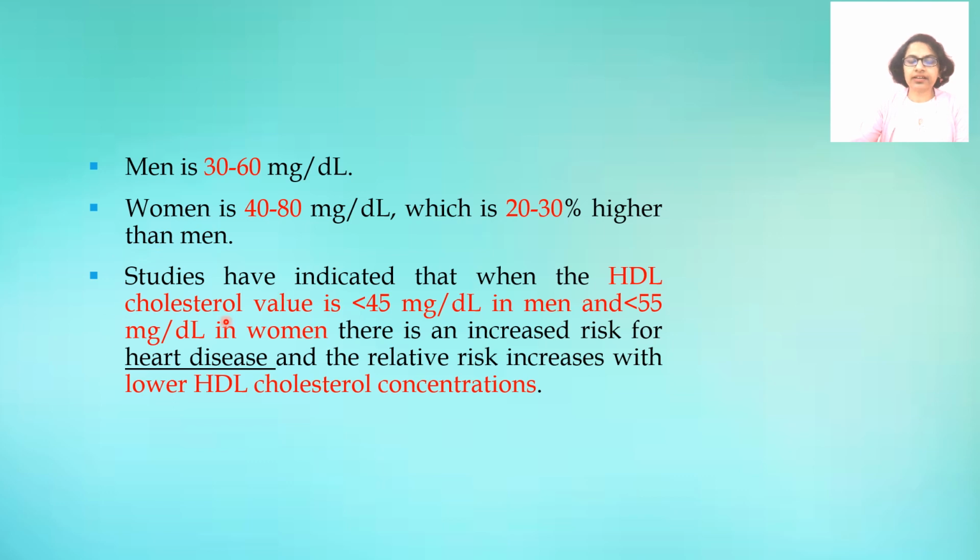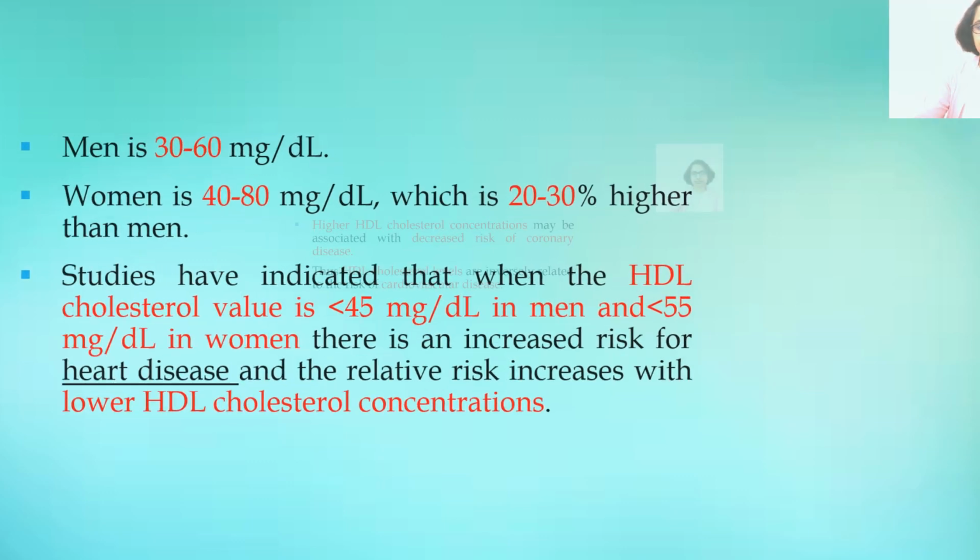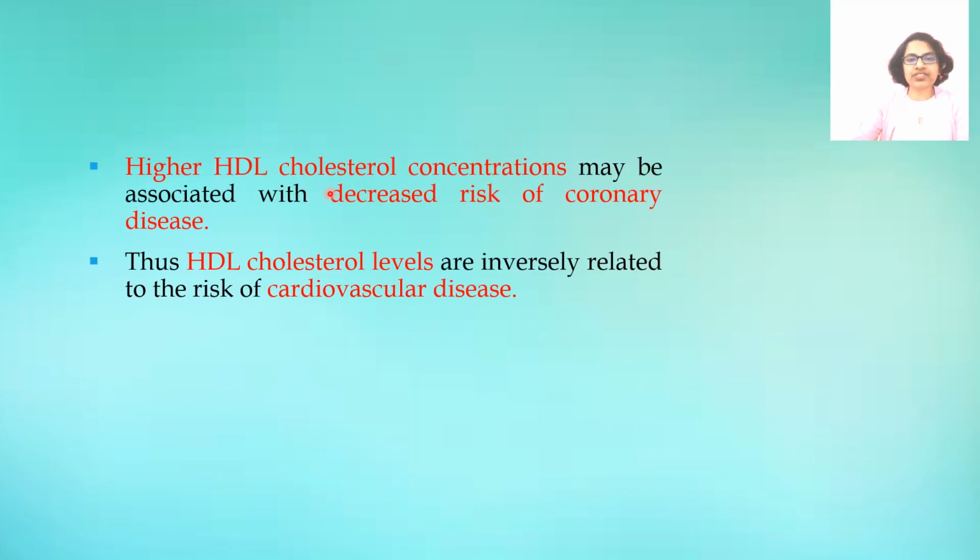So according to some studies, an HDL cholesterol value below 45 milligram per deciliter in men, and below 55 milligram per deciliter in women, means an increased risk for heart disease, and the relative risk increases with lower HDL cholesterol concentrations. Higher HDL cholesterol concentration may be associated with decreased risk of coronary heart disease.